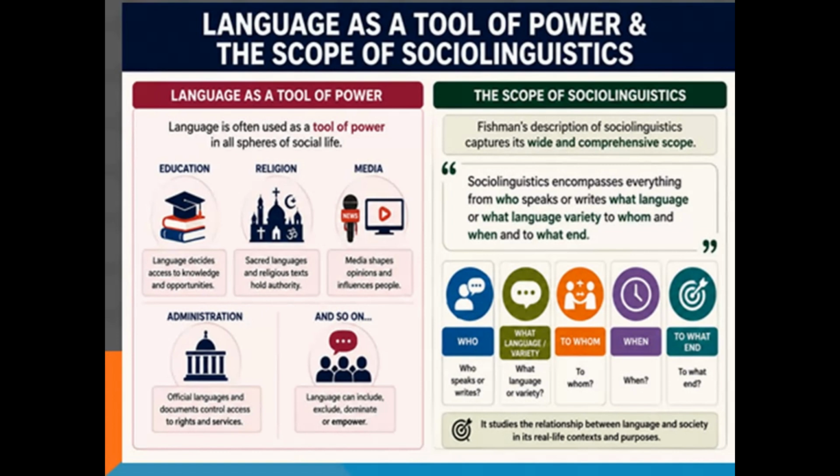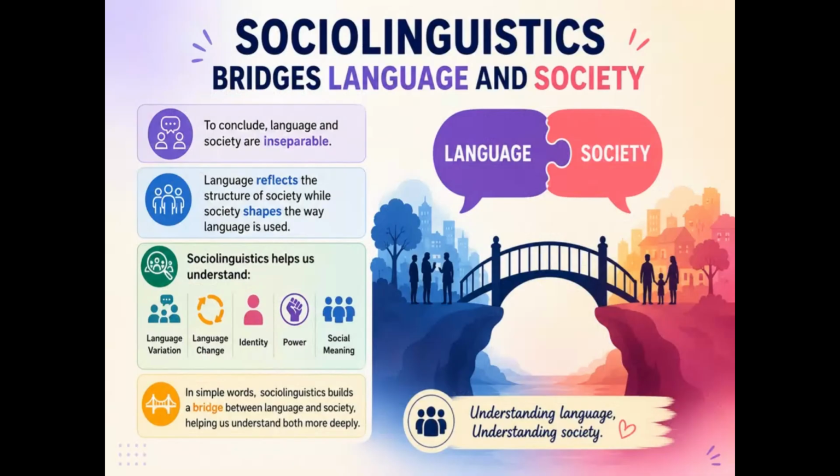Now, to conclude, language and society are inseparable. Language reflects the structure of society while society shapes the way language is used. Sociolinguistics helps us understand language variation, language change, identity, power and social meaning. In simple words, sociolinguistics builds a bridge between language and society, helping us understand both more deeply.